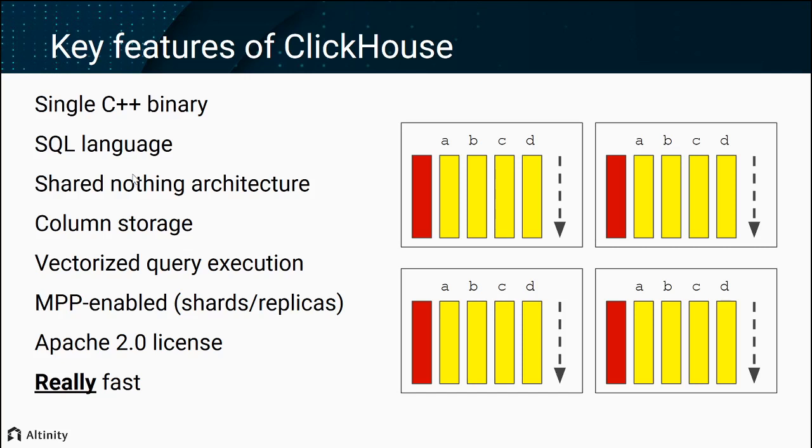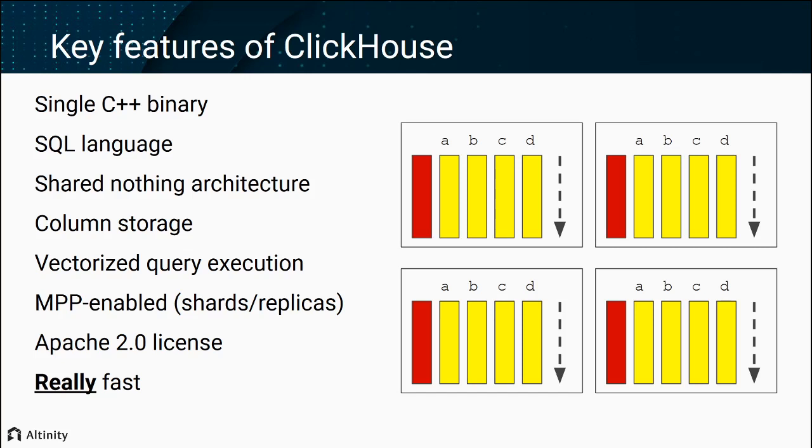ClickHouse is a database that fits into exactly this pattern. And let me tell you just a little bit about it in case you haven't heard of it. It combines the best features of databases like MySQL, which are used for transaction processing, and new analytic databases like Vertica or Snowflake.